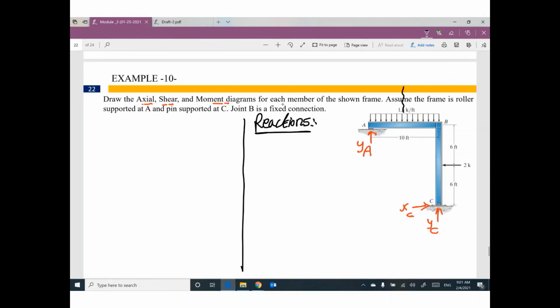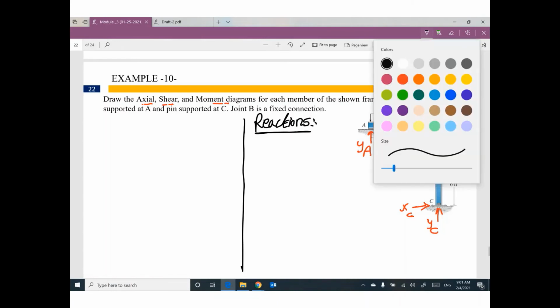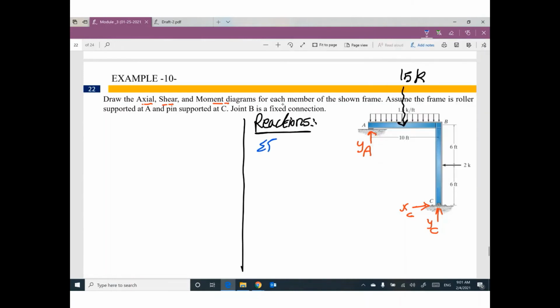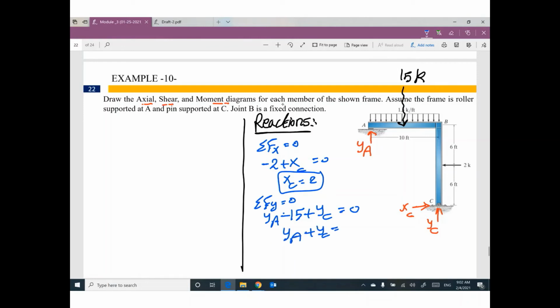This equivalent load, how much? 1.5 times 10 is 15 kip. We have three equilibrium equations. Summation Fx equals 0. We have negative 2, positive XC equals 0, so XC equals 2. Summation Fy equals 0. We have YA negative 15, positive YC equals 0, so YA plus YC equals 15.